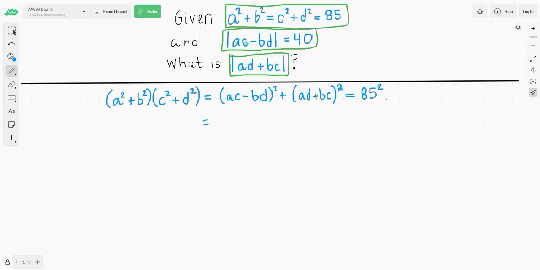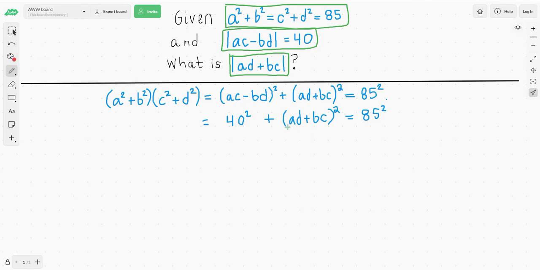Next, the absolute value of AC minus BD is 40. So therefore, AC minus BD squared is just 40 squared. And now we're in a really good spot, because now we've got 40 squared plus the thing that we want to solve for squared equaling 85 squared. And now we just need to follow our nose, apply some basic algebra here to get this quantity.